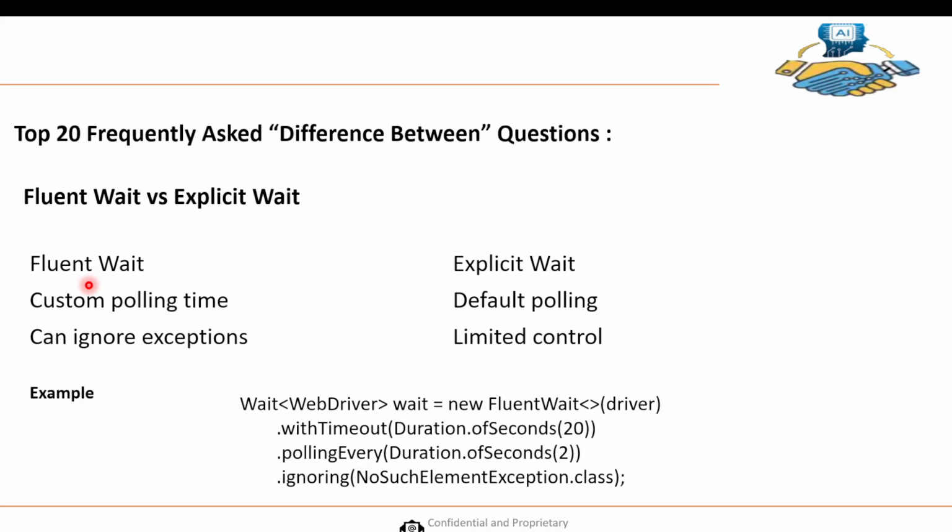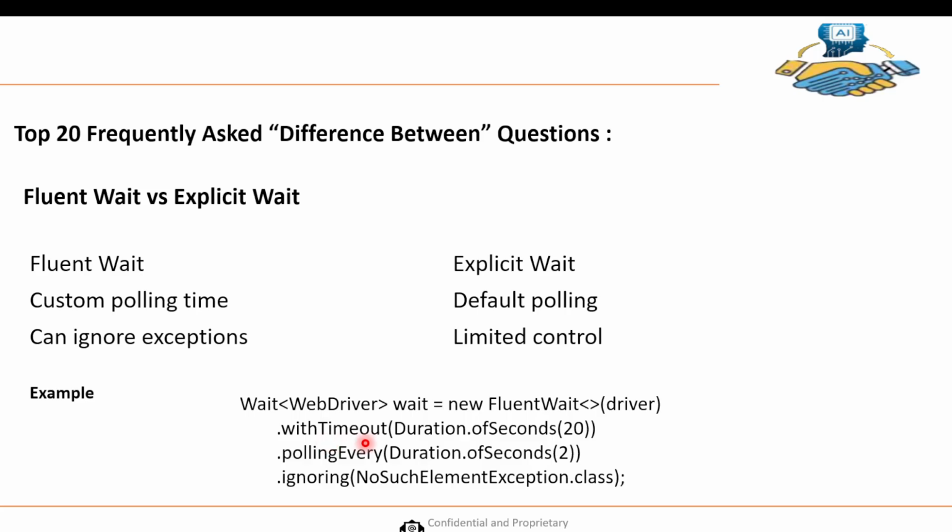Then what is the difference between Fluent Wait versus explicit wait? In Fluent Wait we can add the polling time, whereas explicit wait has default polling. The main advantage of Fluent Wait is that we can ignore exceptions. Here we gave the example.